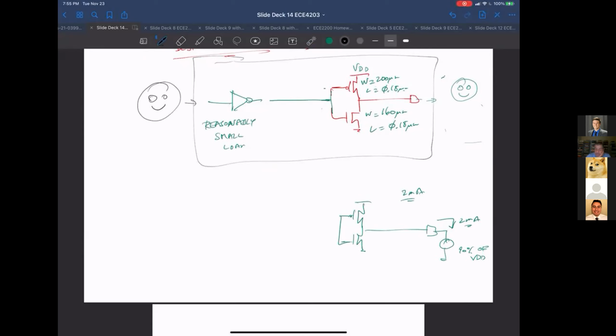And what is that reasonably small load? It's different for each one of you, but it's the size of the inverter used for project one, because that's a small value. Okay, so let's say for the sake of discussion, it's different for each one of you, but let's say this width was 10 micron, length was 0.18, and this width was 4 micron, length was 0.18.